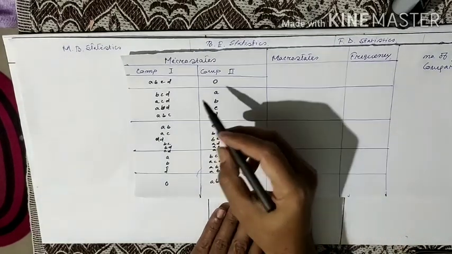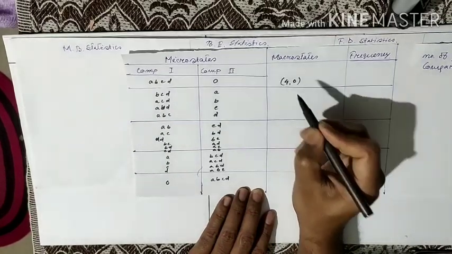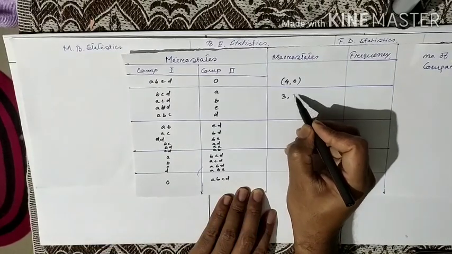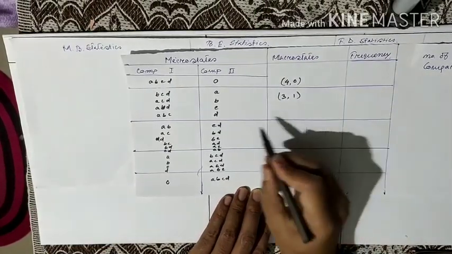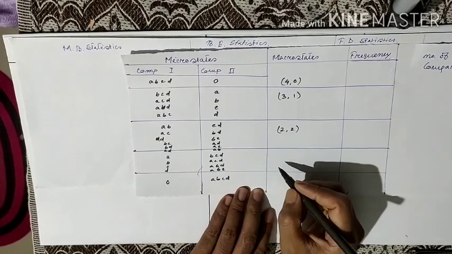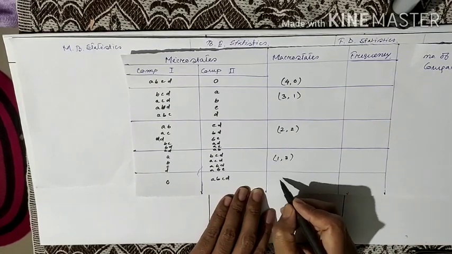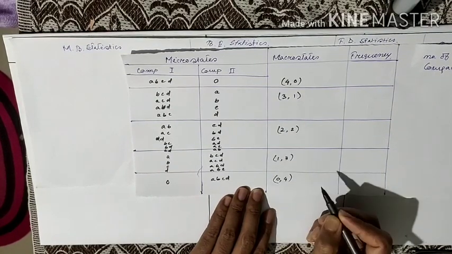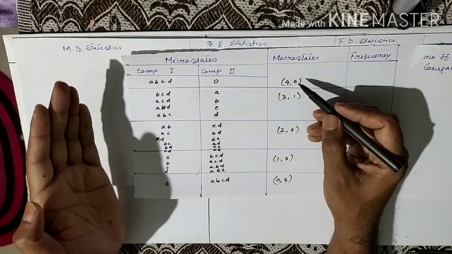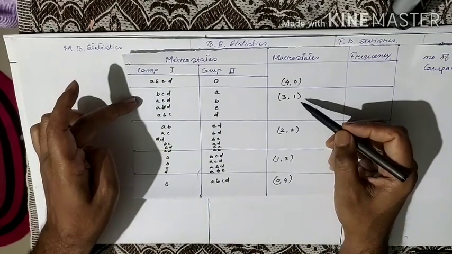Now look at this arrangement. What is there? This is 4 and 0 only. And then here what we have used, 3 and 1. Then 2 particles in it. Then you have used 1 and 3. Then you have used 0 and 4. So here you see in macrostate what we have considered is only that there are 4 particles here and 0 here, 3 particles here, 1 here.